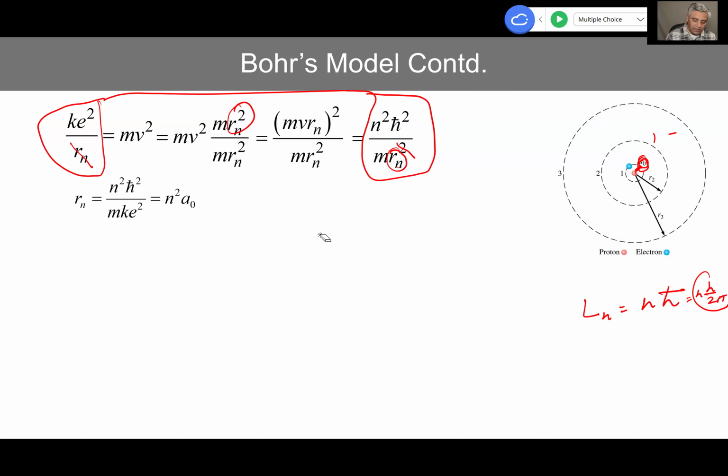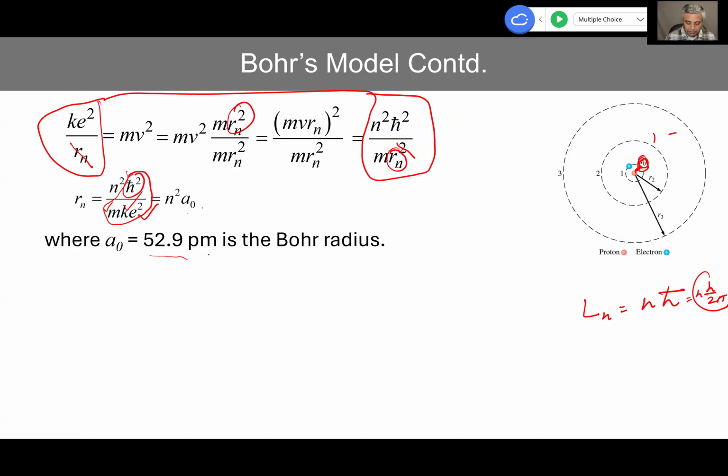Okay, so that a0 in this case is everything but n square because we are writing n. So when n is equal to 1, the radius of the orbit is exactly equal to a0. And when we plug in the value of this h bar, that means h over 2 pi, m and this k and charge of an electron and so on. So we know all of these are constants. So when we do that, we get this.